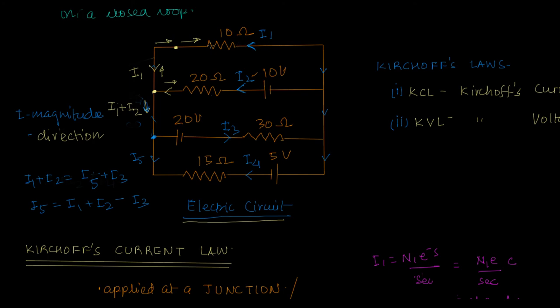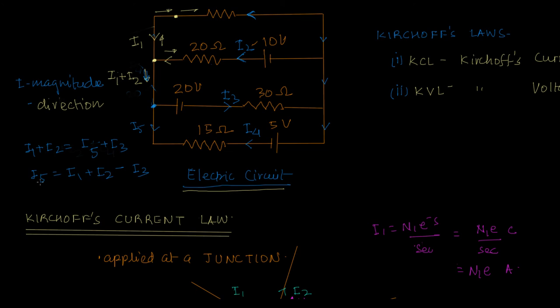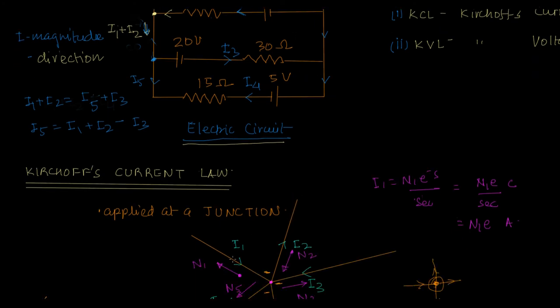The initial currents, you are free to take as a literal or a variable, in any direction that you like. If you have taken it in the correct direction, then the value will come out to be positive. If you have taken it wrongly, then this value will come out to be negative. So in the final circuit, when you are writing the results, you should flip the direction of the current. Fine. So I5 becomes I1 plus I2 minus I3. Now that is by the formal method that we have done below.